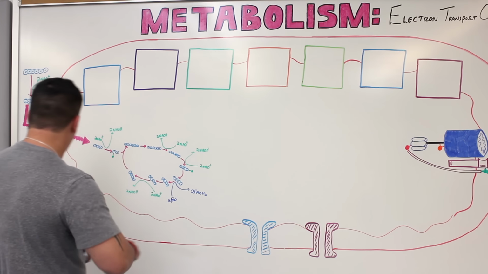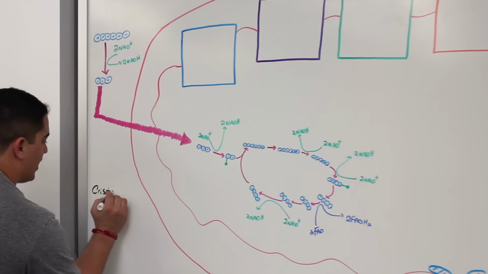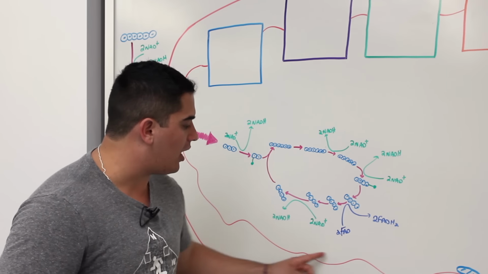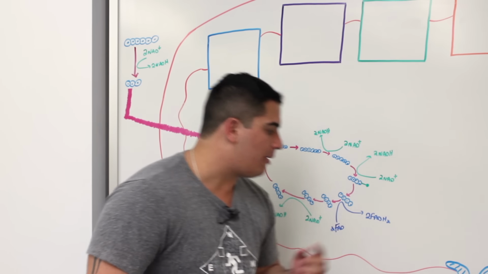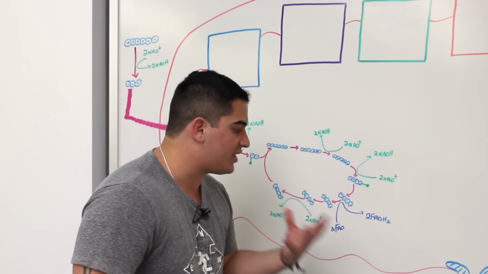Okay, so how do you say that? It's called the cristae. So again, here it is. It's the cristae of the mitochondria, and it's the inner mitochondrial membrane. So again, you get the outer membrane of the mitochondria, and then you have the inner membrane of the mitochondria, which is going to be folded, so they call it the cristae.